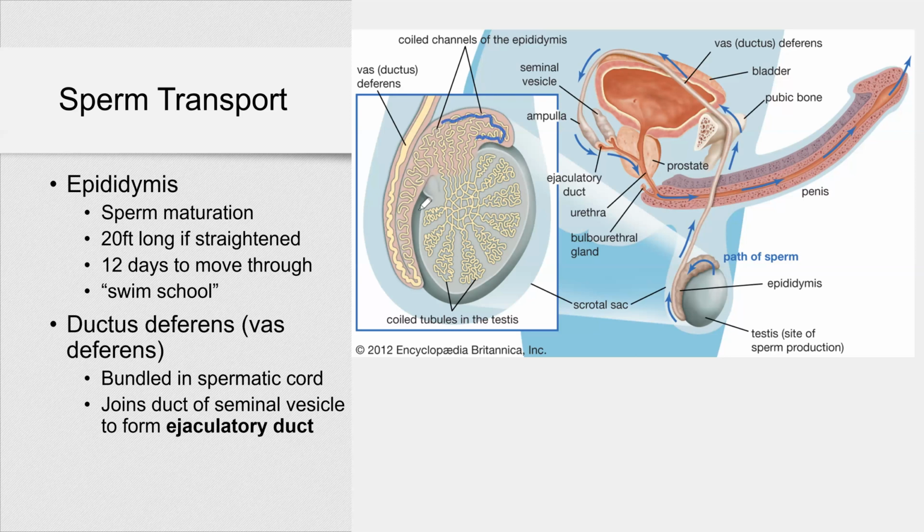So the epididymis is made of tubules. Here's the epididymis. That's a site of sperm maturation. It's a pretty long structure. If you straighten it, it will be 20 feet long, and it takes sperm 12 days to move through the epididymis. They call it swim school, and this is where sperm become motile. So it grows this flagellum. The epididymis has a head, body, and tail.